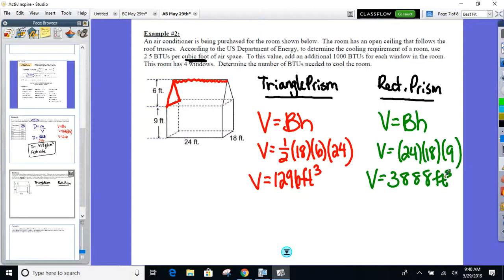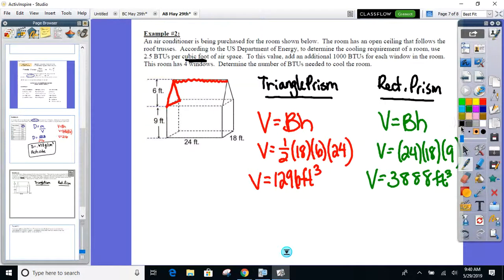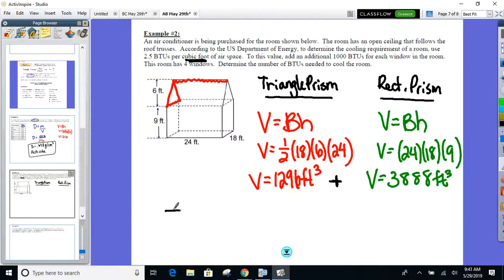And then what am I going to do to the two to find the volume of the room? Go ahead, add them up, everyone. Add them up. So your total volume, 5,184 cubic feet.